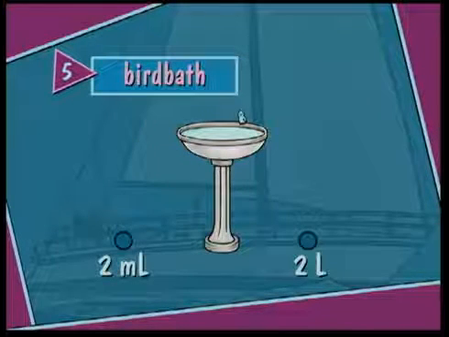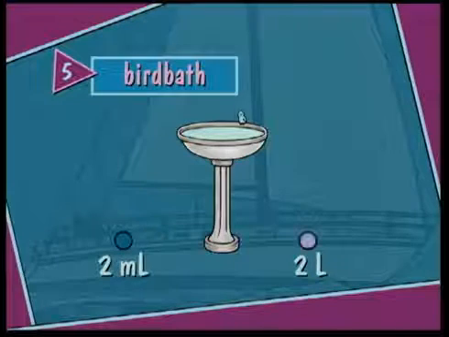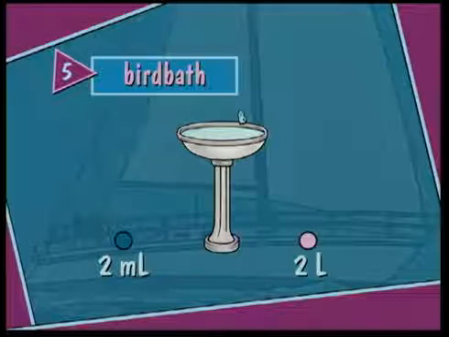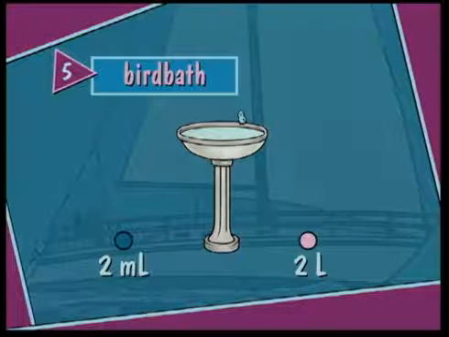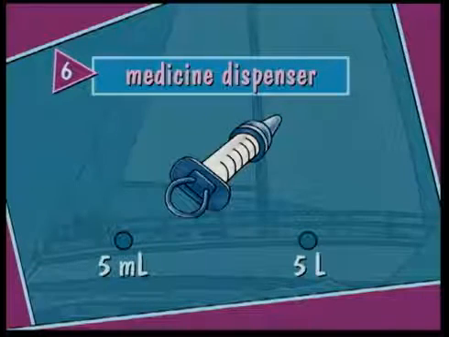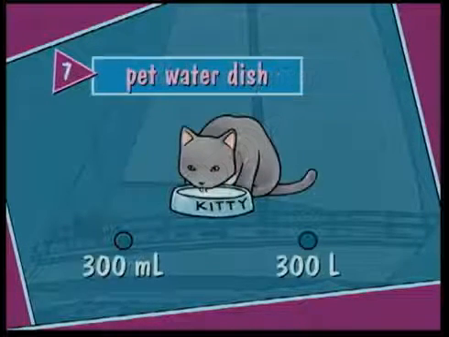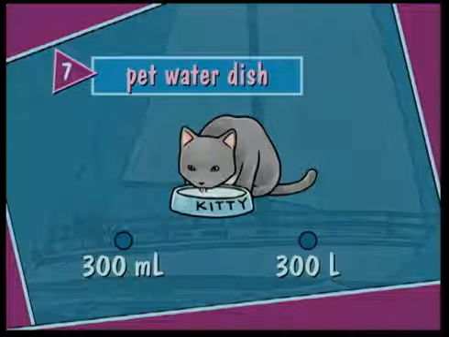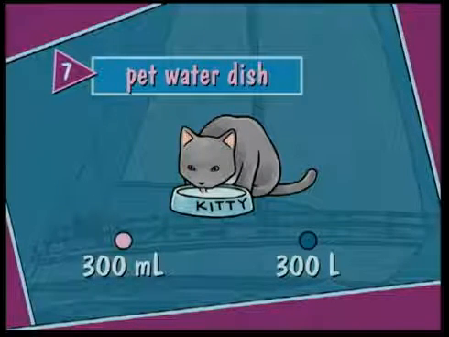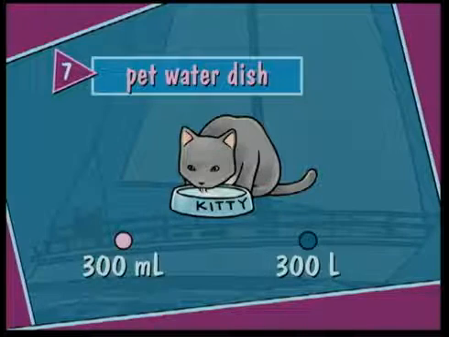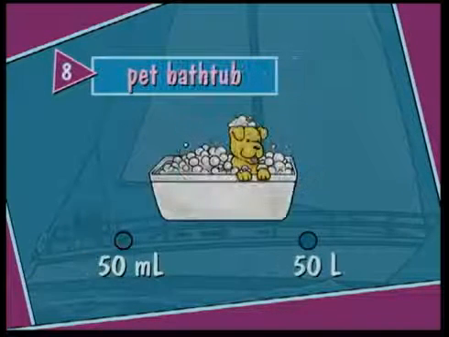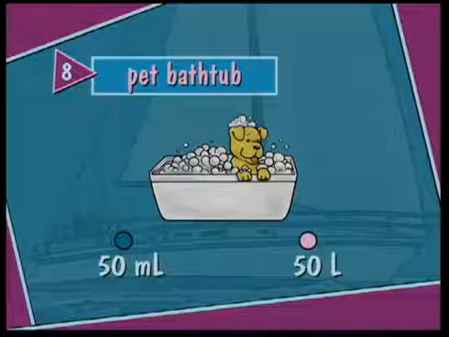A bird bath. Birds wouldn't be able to take much of a bath in 2 milliliters. That's 2 liters. A medicine dispenser, though, would be 5 milliliters. Pet water dish. Pets get thirsty, but they don't need 300 liters. I could go swimming in that. A pet bathtub would be 50 liters.